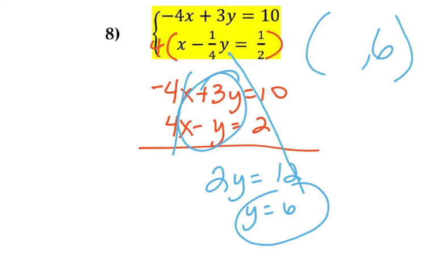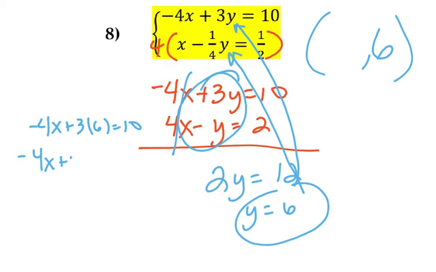Now, do I want to plug it in there and do 1/4 of 6? Probably not. I'm going to put it into the top one. So negative 4 times x plus 3 times 6 equals 10. Negative 4x plus 18 equals 10. So subtracting 18 from both sides, x is equal to 2.